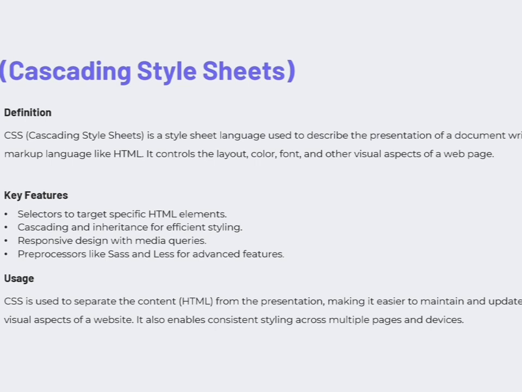Now see CSS. CSS stands for Cascading Style Sheets. CSS is a style sheet language used to describe the presentation of a document written in a markup language like HTML. It controls the layout, color, font, and other visual aspects of a web page. Some of the key features of CSS include selectors to target specific HTML elements, cascading and inheritance for efficient styling, responsive design with media queries, and preprocessors like SASS and LESS for advanced features.